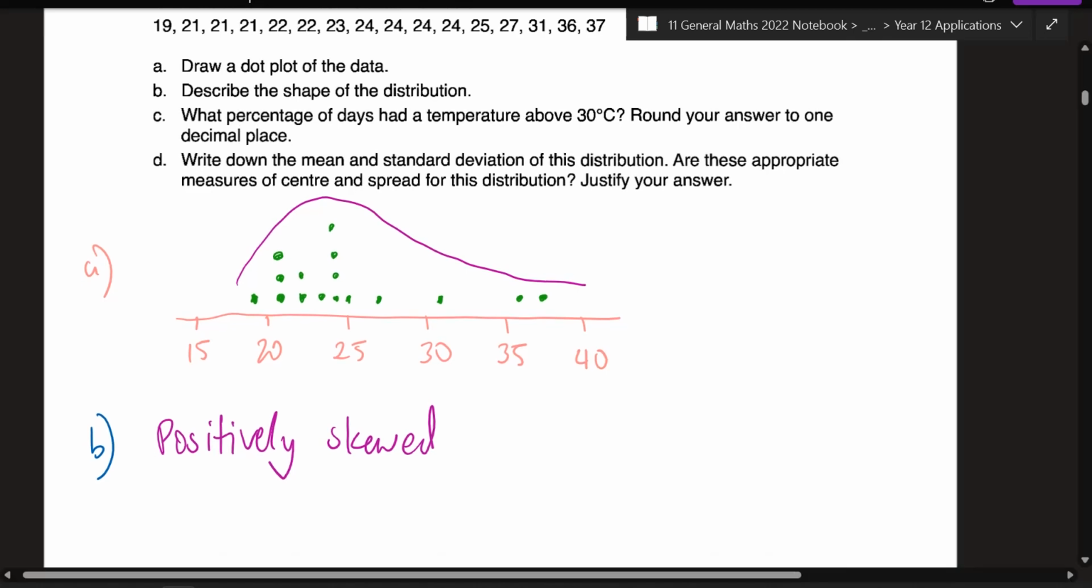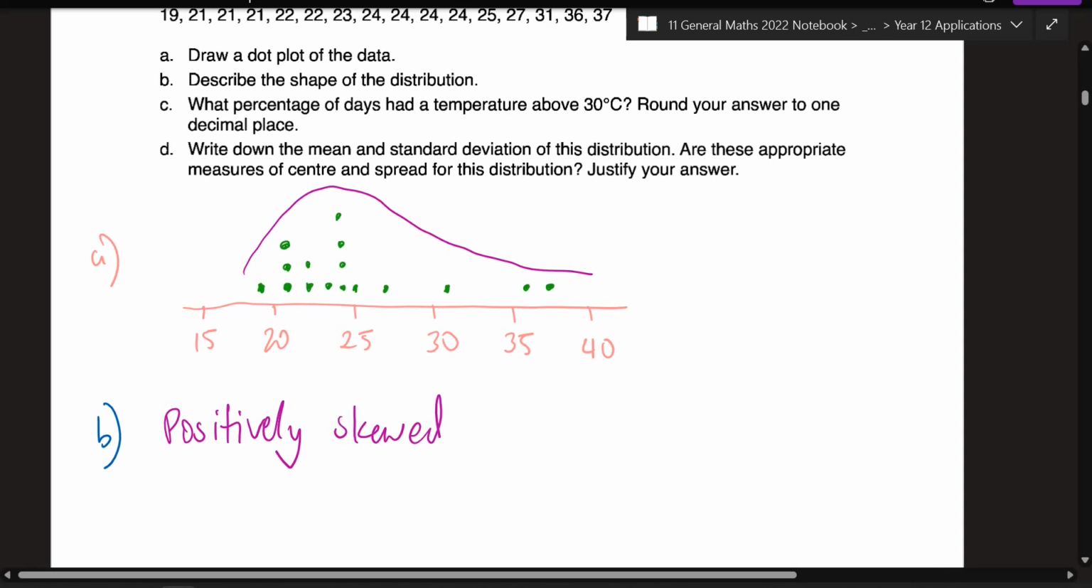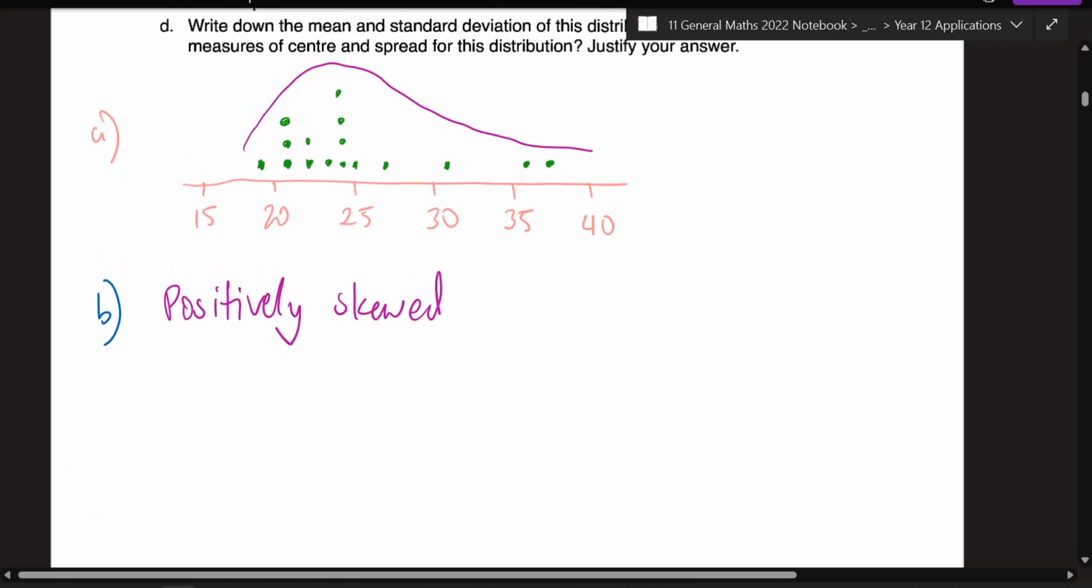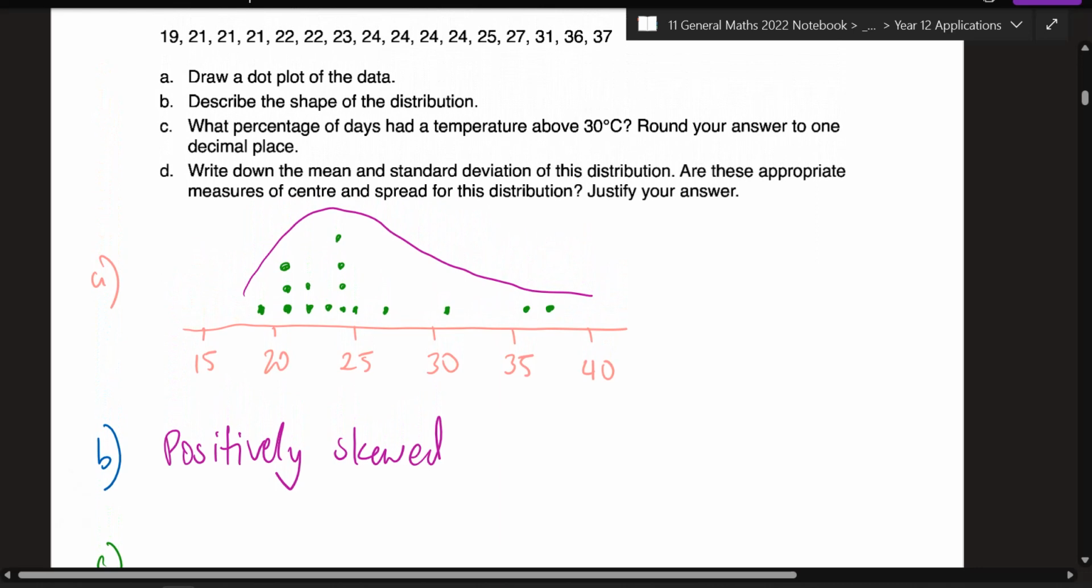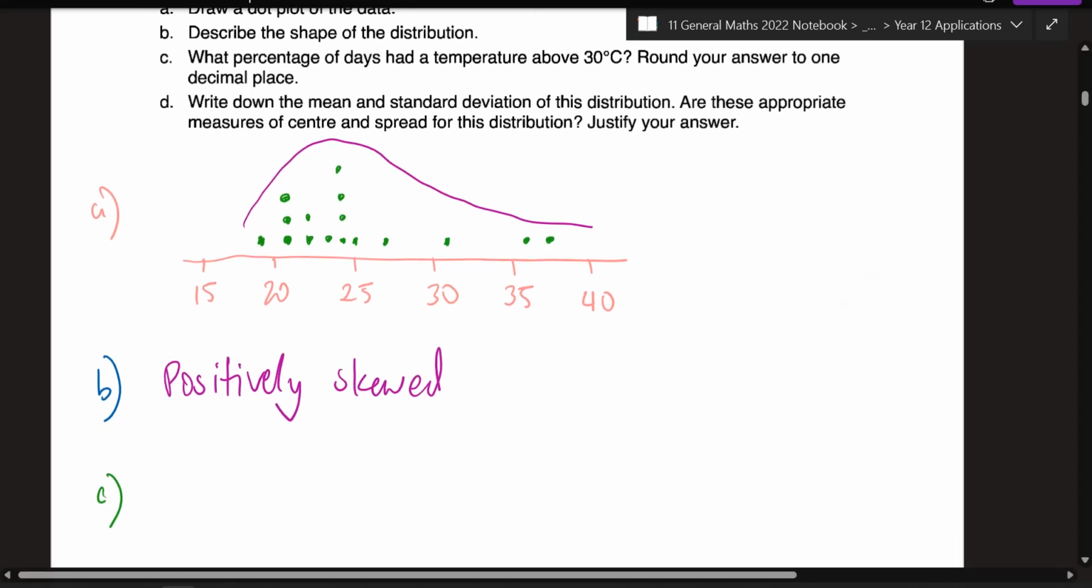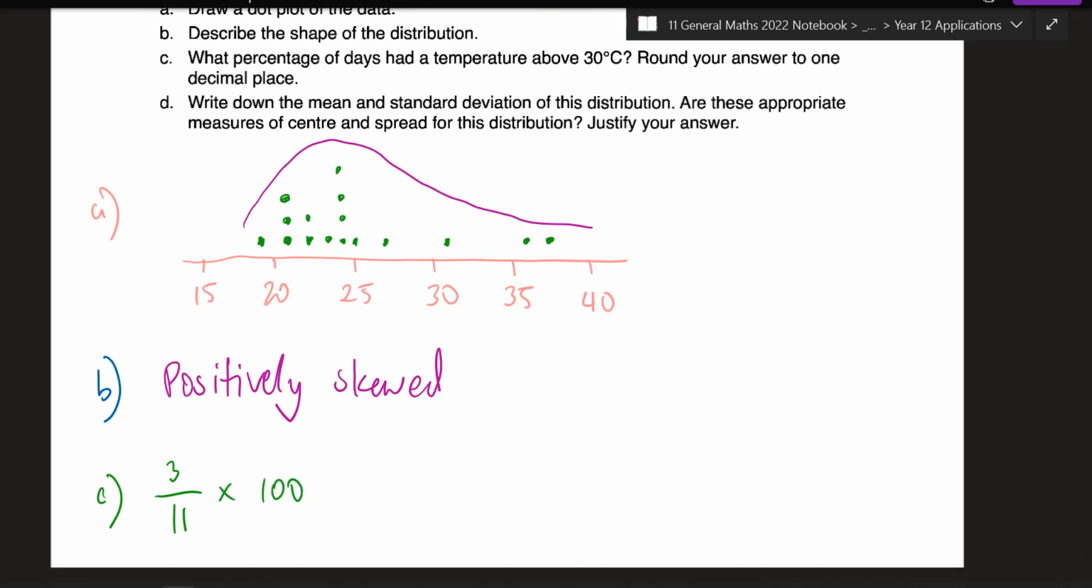Positively skewed. Part C, what percentage of the days had a temperature above 30? Round your answer to 1 decimal place. Now, again, you've done a few of those questions before, but it's asking how much of the numbers is above 30. If you look at the data, there's 3 numbers that are above 30 degrees. So 3 out of, in total, 11. Okay, there are 11 numbers. So to turn that into the percentage, multiply it by 100.